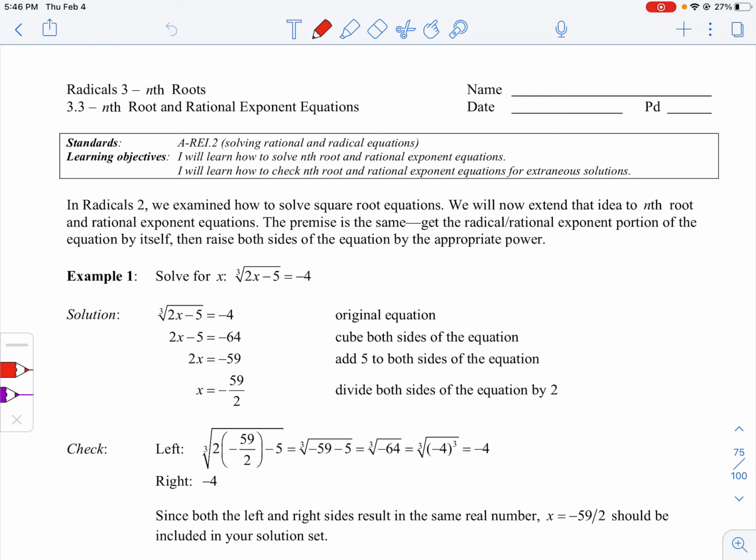Today's lesson is how to solve nth root and rational exponent equations. We will also learn how to check nth root and rational exponent equations for extraneous solutions.